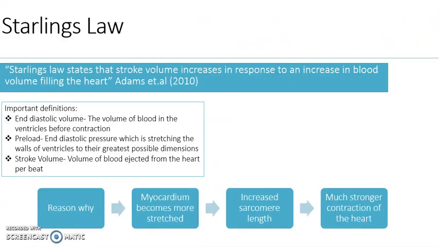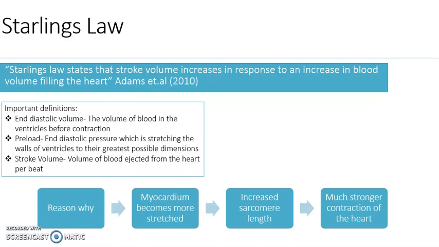So now I'm going to talk about Starling's law. So Starling's law, as described by Adams et al., states that stroke volume increases in response to an increase in blood volume filling the heart. So in simpler terms, the more blood that fills the heart during the diastole phase, which is the relaxing stage of the heart, the greater the amount of blood that will be squeezed out of the heart when it contracts, otherwise known as the systole phase.